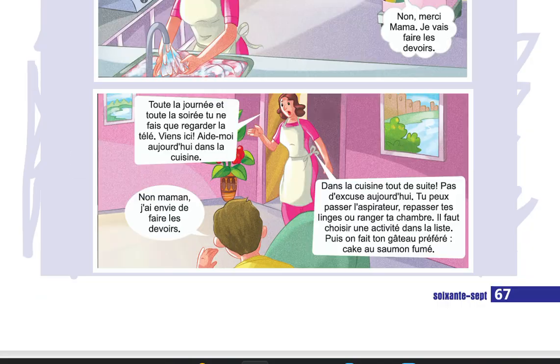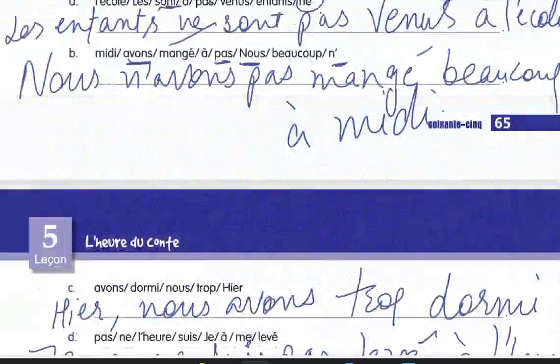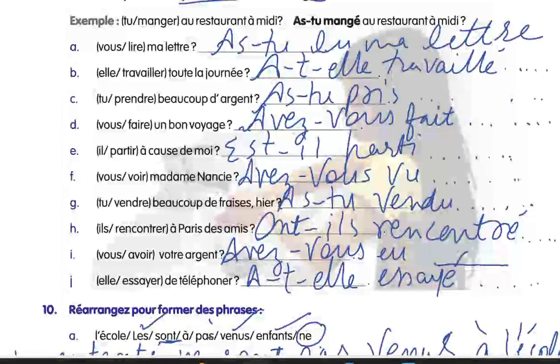Okay. The rest we will do in the reading part. So, students, this is the end of the chapter with your grammar, le verbe être.